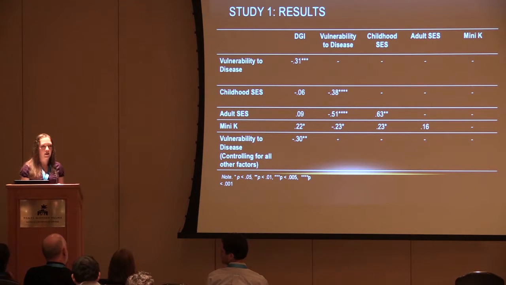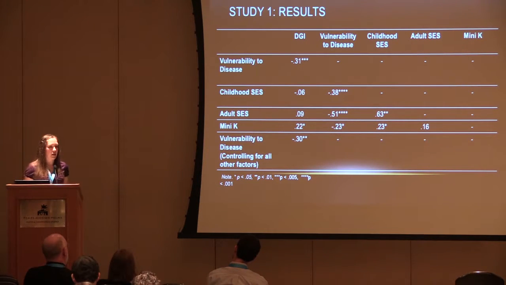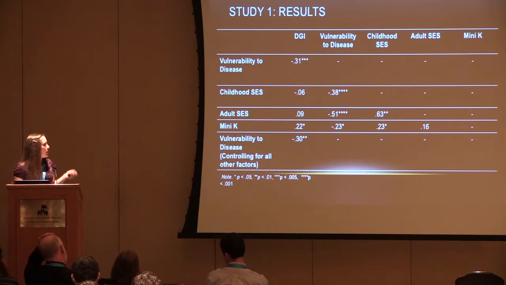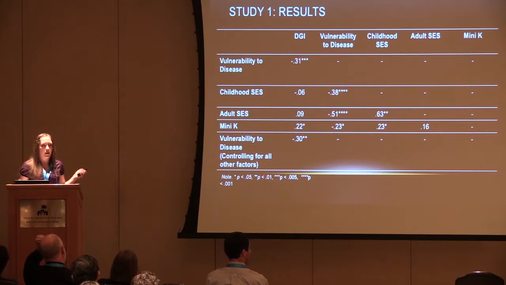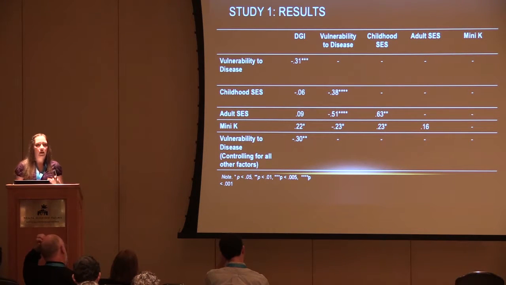So people who scored higher on this measure of slow life history strategy tended to have an easier time delaying gratification, which is what we would predict for a slower life history strategist. What we also found was that people who were highly vulnerable to the disease tended to report that they had a harder time delaying gratification, just like we predicted. And interestingly enough, when we control for all these other life history factors, we still find an effect of vulnerability to disease being negatively related to one's ability to delay gratification and think ahead.